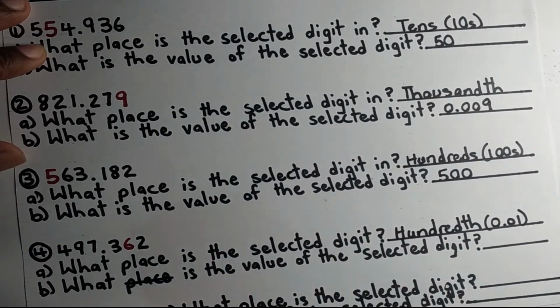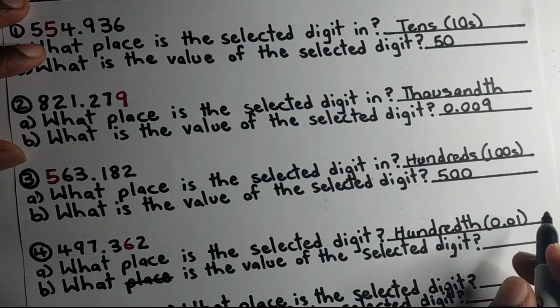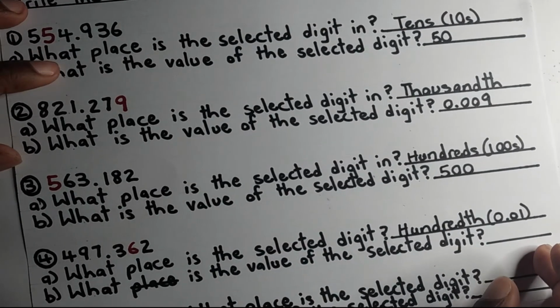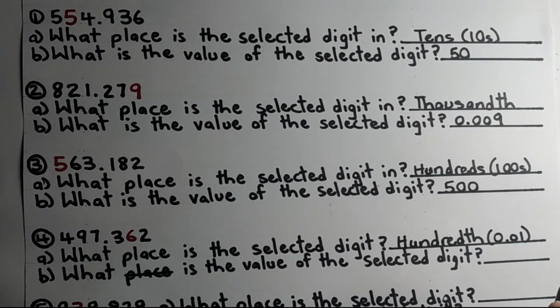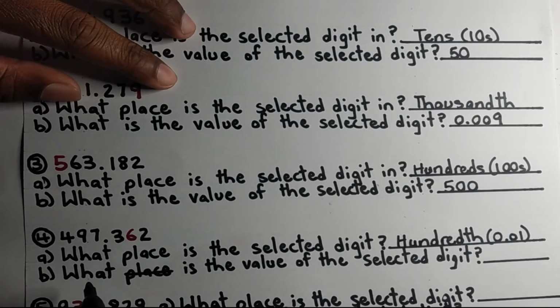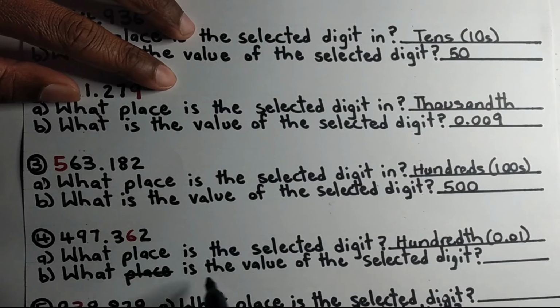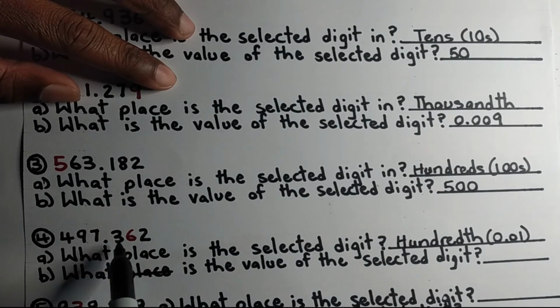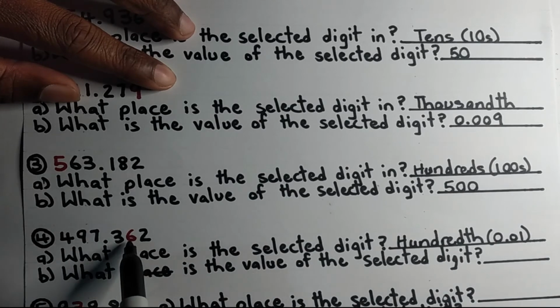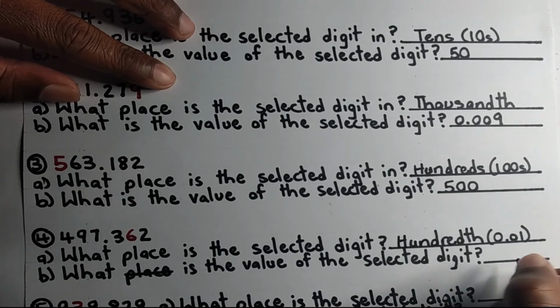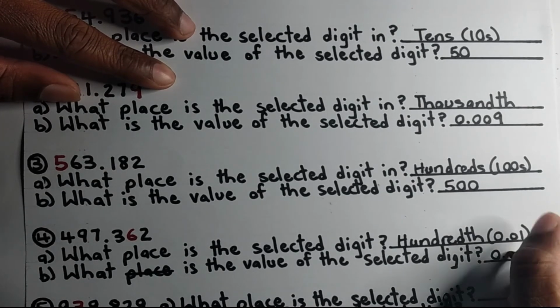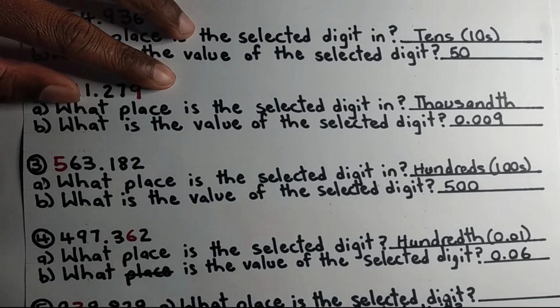If you're wondering how I get this, you could go back to the initial stages of the video and have another look at the place value chart. So let's look at this again. Part B, what is the value of the selected digit? Again, we simply multiply the digit by its place value. So 6 times 0.01 gives us 0.06.